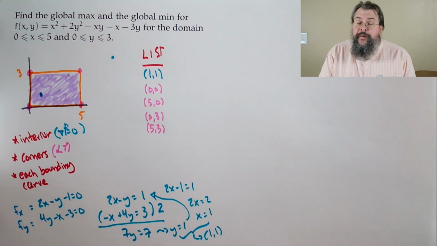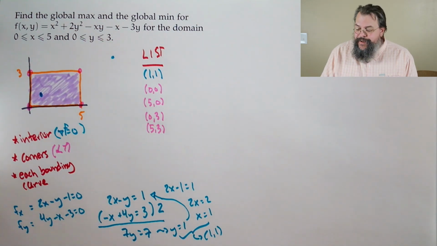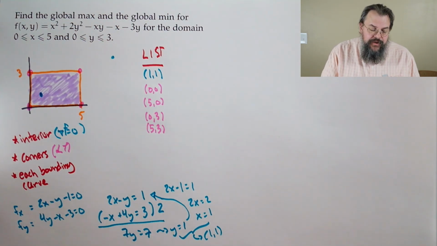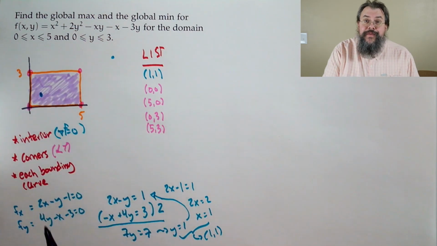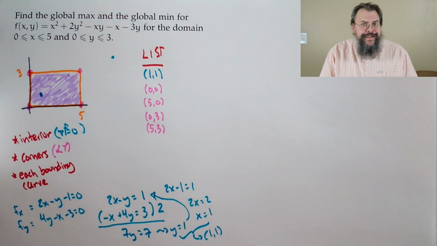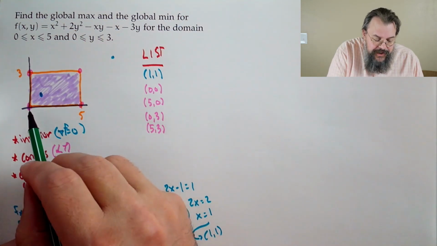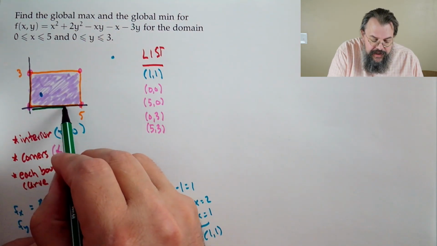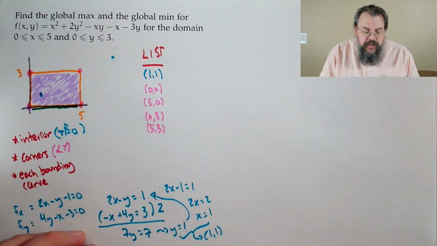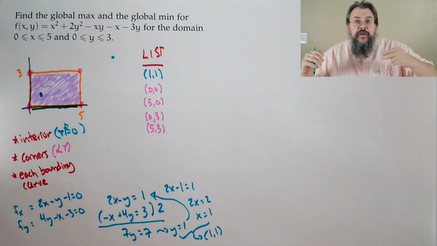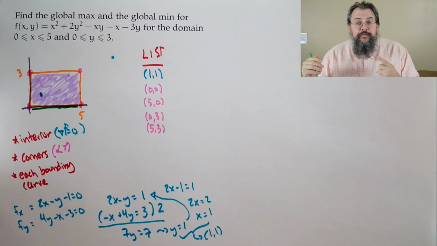Okay, quite a list, but we're not done. We now need to go through each potential edge. So notice there's 4 of them. So we're going to be here a while. That's all right. We've got time. So here we go. Let's look at this edge. When we look at this edge, what we want to do is reduce our function from 2 variables to 1 variable.